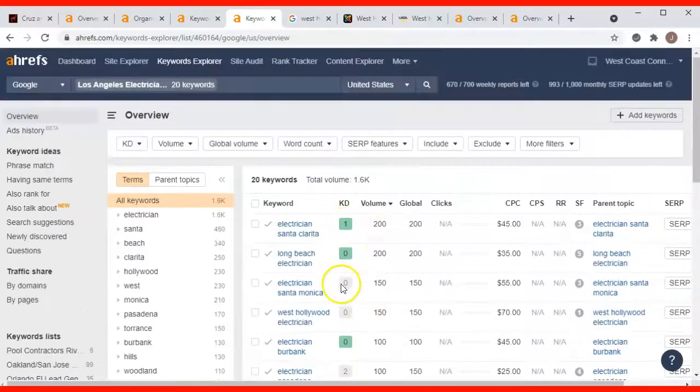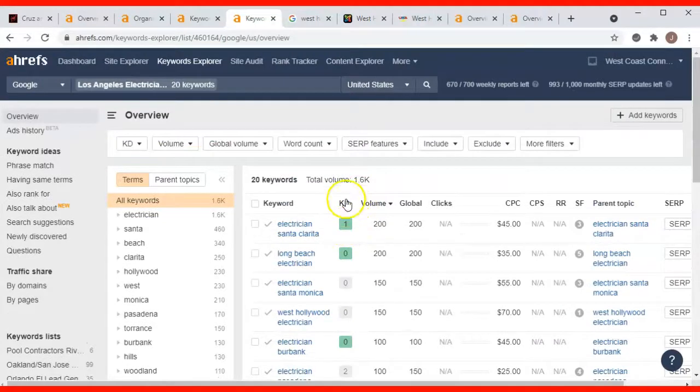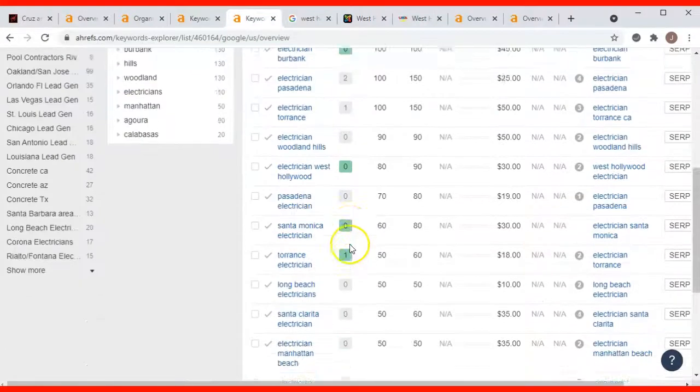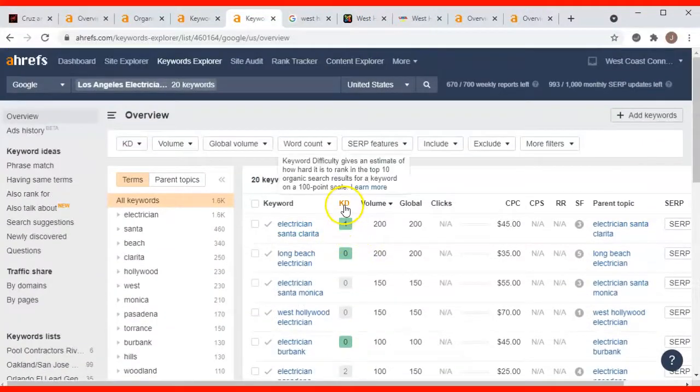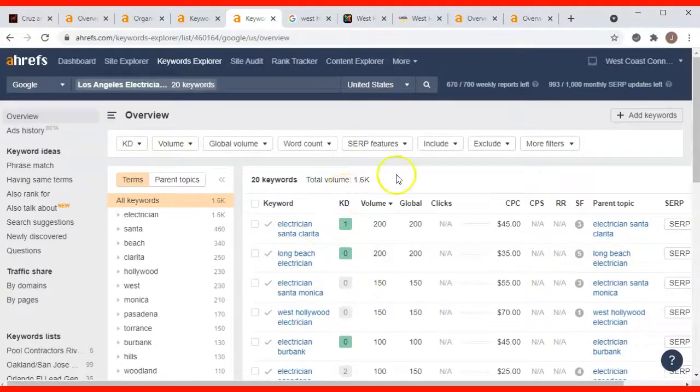And I put these suburbs in for a reason. So if you see these KDs here, okay, you have zeros, ones, and twos, and this is keyword difficulty. This is how hard it is to rank in the top 10 or the top 100 on a 0 to 100 scale. Okay, 0 being the easiest to rank for, and 100 being the hardest. Okay, and as you can see here, there's 1,600 searches a month in just the few cities that I put in. So there's quite a bit of search volume there.